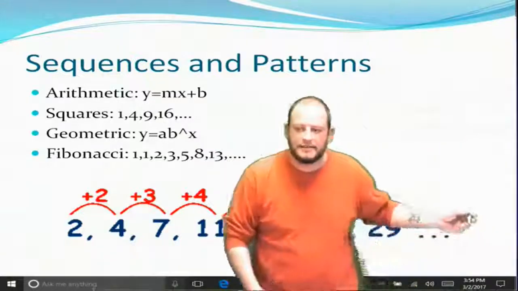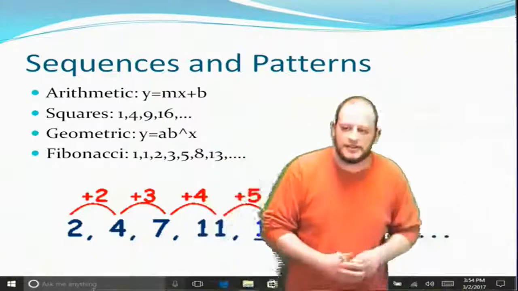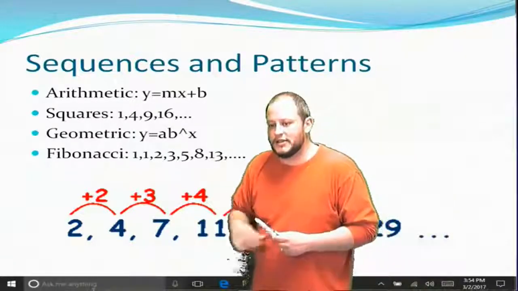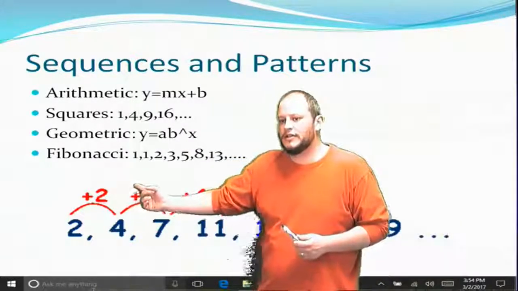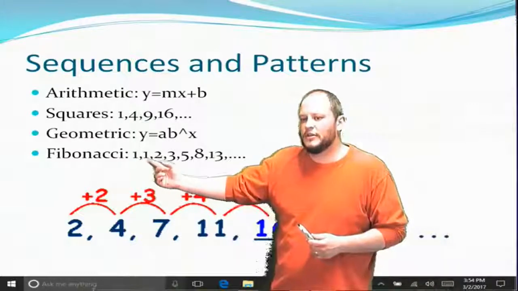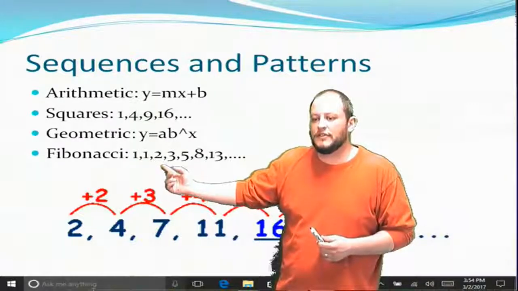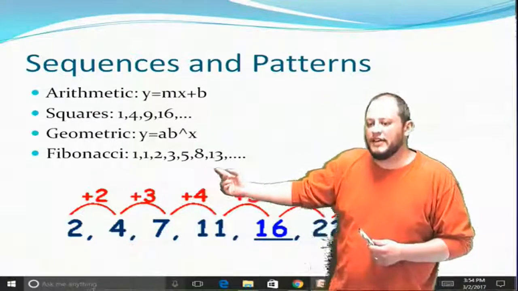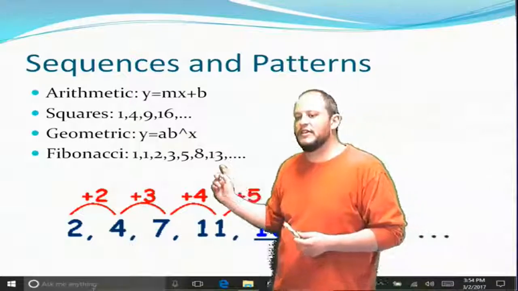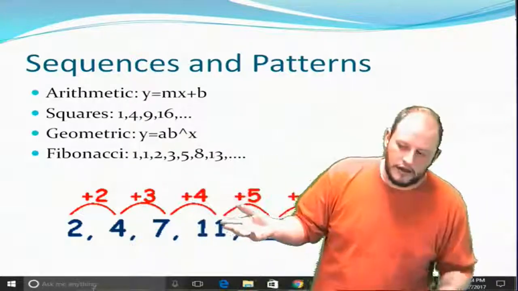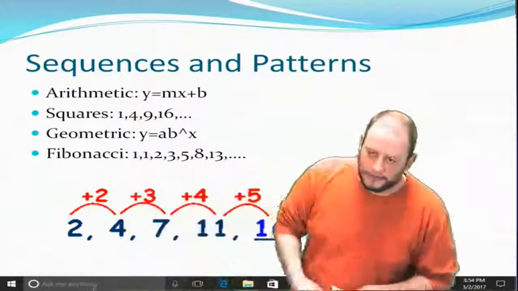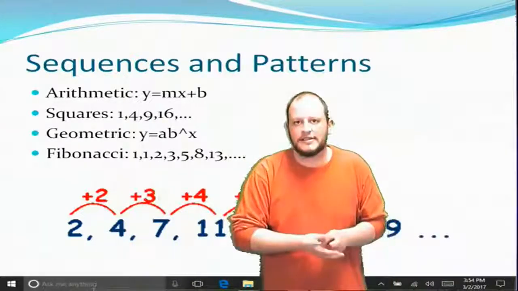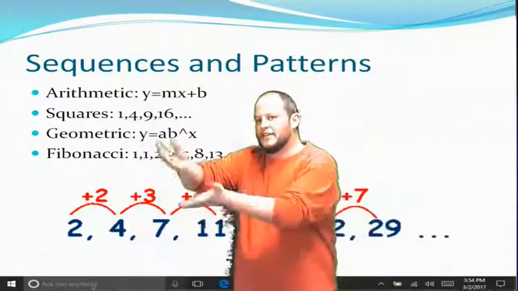The last thing is the Fibonacci sequence. So the Fibonacci sequence is the sum of the last 2 terms. So 1 and 1 is 2. 2 and 1 is 3. 3 and 2 is 5. 5 and 3 is 8. 8 and 5 is 13. 13 and 8 is 21. And on and on and on it goes. Sequences don't ever end. What does sequence mean? Sequence is one number after another, after another, after another.